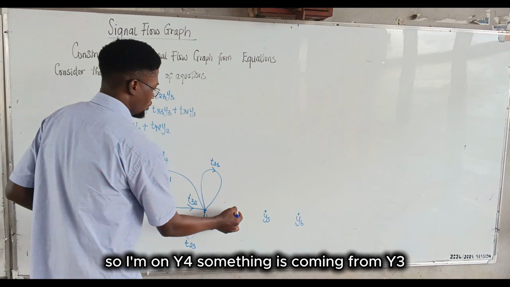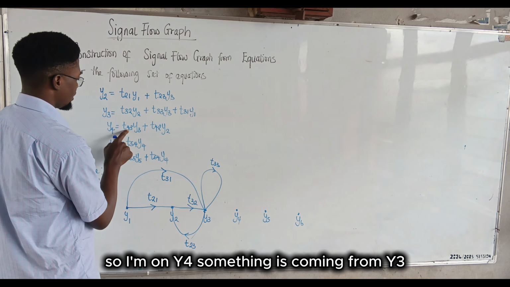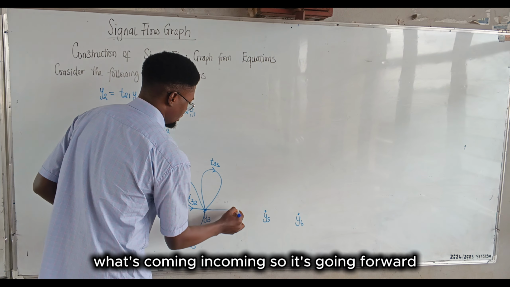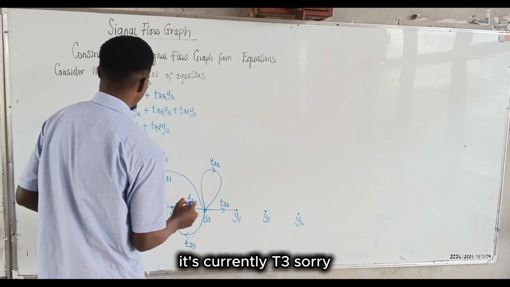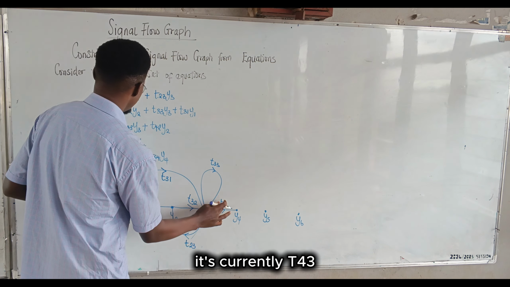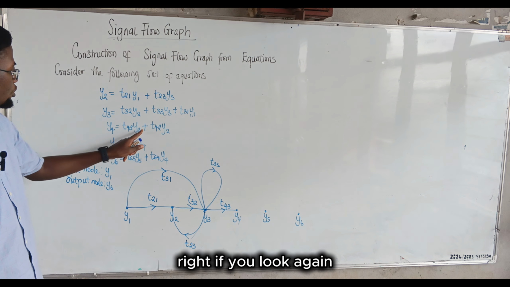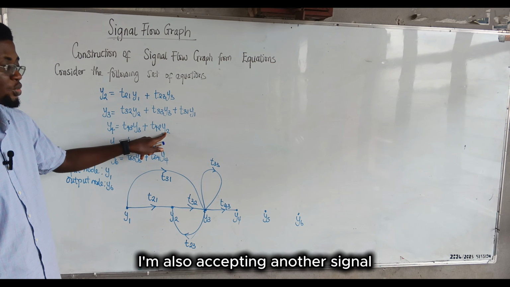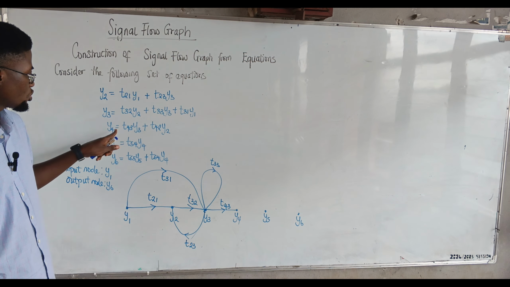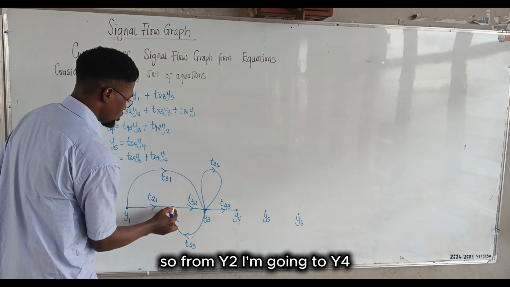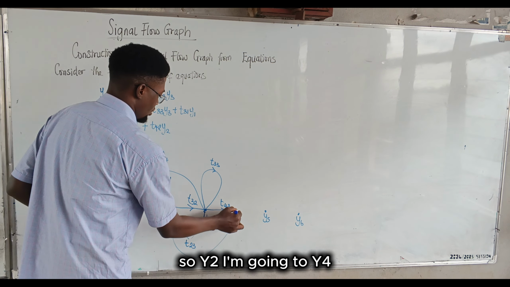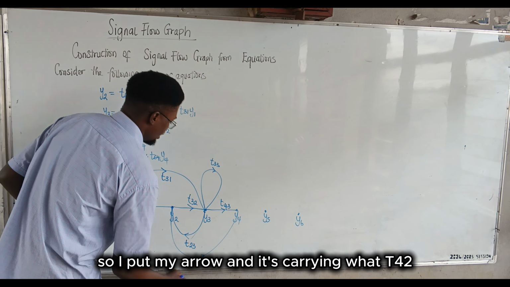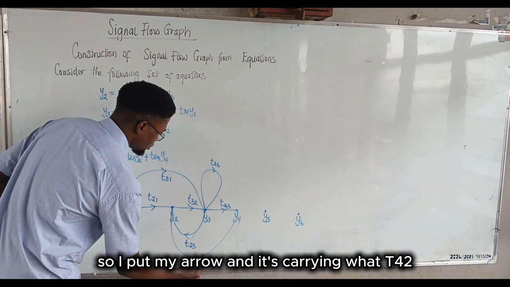So I'm on Y4. Something is coming from Y3. What's coming? Incoming. So it's going forward. So I have to put it here. It's carrying T43. Right? If you look again, I'm also accepting another signal, which is on Y2, coming from Y2 going to Y4. So from Y2, I'm going to Y4. So I put my arrow, and it's carrying what? T42.